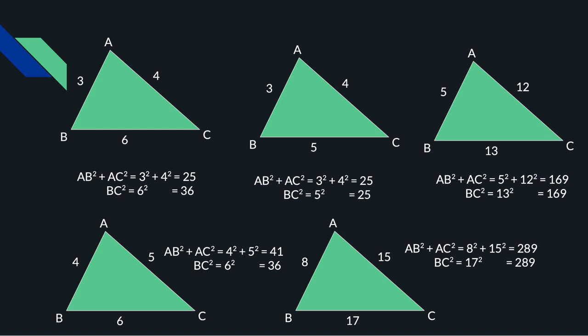We want to compare the sum of the squares of the two shorter sides with the square of the longest side. In the first triangle, we find that the results are not equal. However, three of the triangles, the second, third, and the last triangle, have equal results. When we draw out these triangles, we find that they are right-angled triangles.